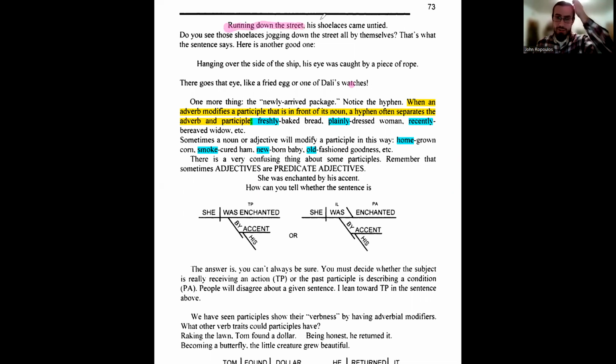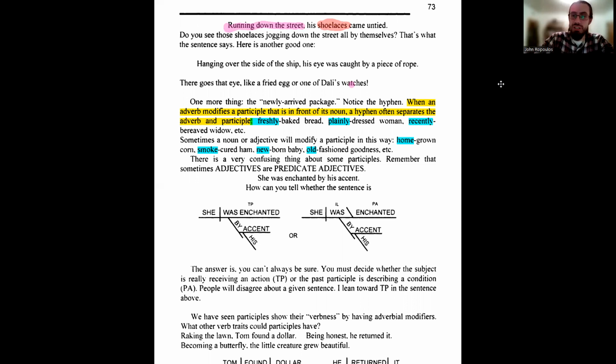So to think that his is what's being modified is incorrect. The participle has to modify a noun. So the running down the street is actually modifying shoelaces. So what's running down the street? The shoelaces, right? Do you see those shoelaces running down the street all by themselves? That's what the sentence says. Here is another good one.